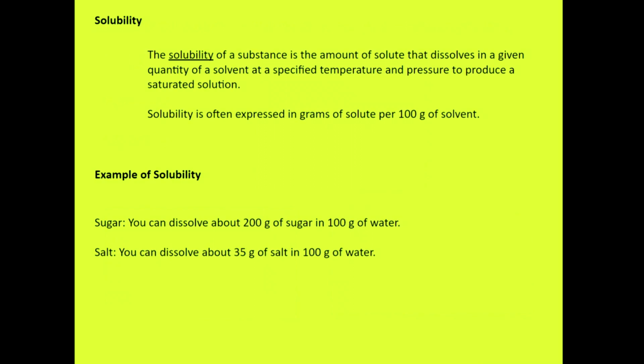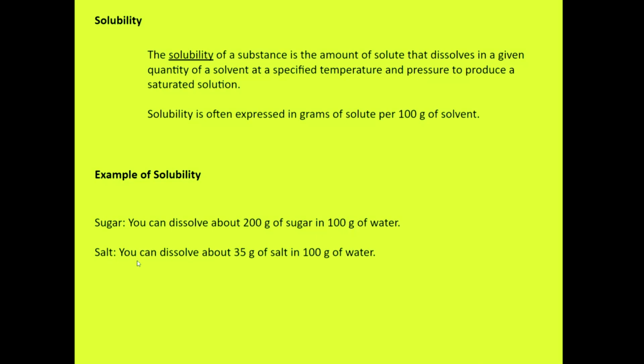Here's a key term in this unit. It's the solubility. The solubility of a substance is the amount of solute that dissolves in a given quantity of solvent at some temperature. So here's a couple of examples down here. Sugar is very highly soluble. You can put 200 grams of sugar in about 100 grams of water. That's a lot. Sugar is very soluble.